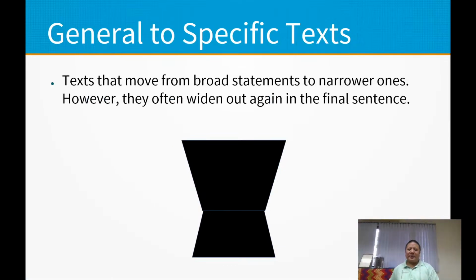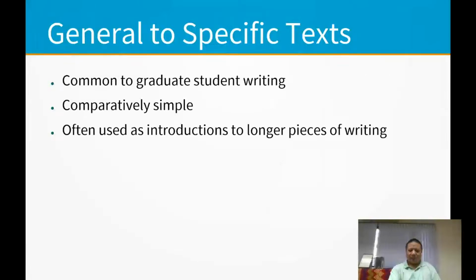When we say general to specific texts, these are texts that move from broad statements to narrower ones. It starts out wide, it narrows down, and then later on it opens up again. General to specific texts are common to graduate student writing, which is what you will soon become. It's actually comparatively simple, and it's often used as introductions to longer pieces of writing.